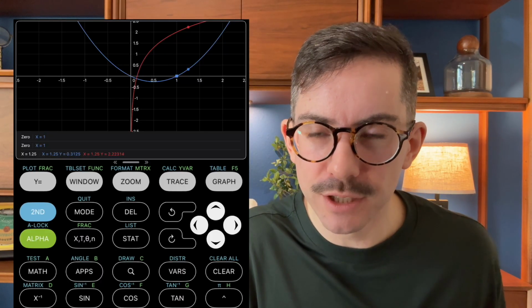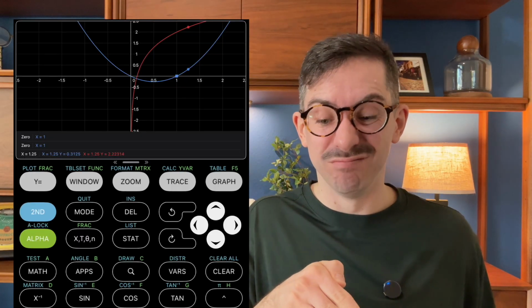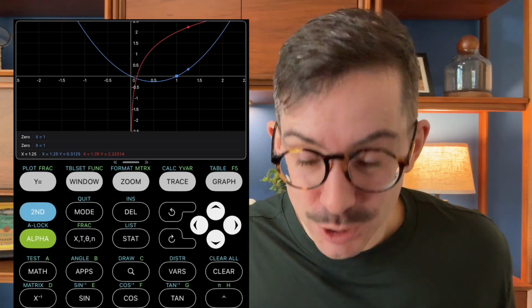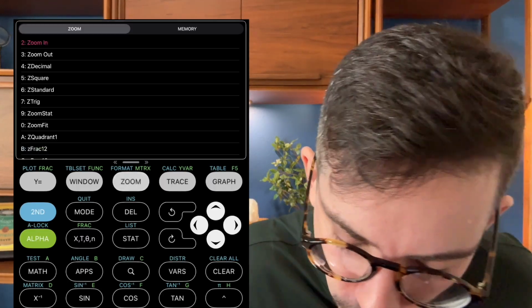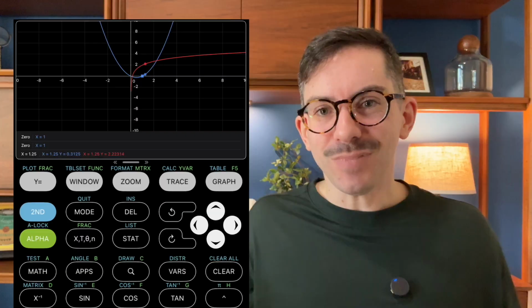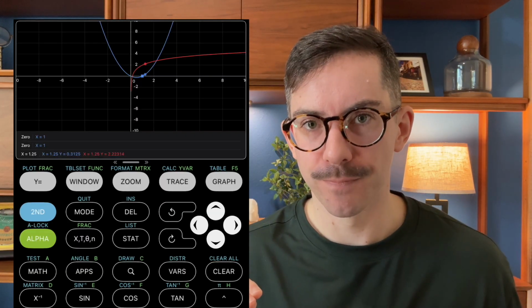Is this an appropriate window? Well, maybe. It looks like I'm missing an intersection point, right? It looks like they're about to intersect just off screen, so I'm going to again do that same trick as before where I just do zoom 6. It gives me my standard window back, and I can now see both intersection points.